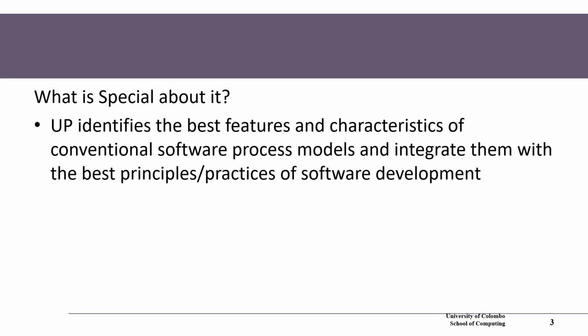What is special about it? Why? Now UP, the Unified Process, identifies the best features and characteristics of the conventional software process models and integrates them with the best principles and practices of software development. So the evolution, the best picture is given by the unified process, because that is a kind of model. Sometimes I feel it's a framework where we can get all the good things and develop. And there are other things. This is not fixed. You can further extend the model.